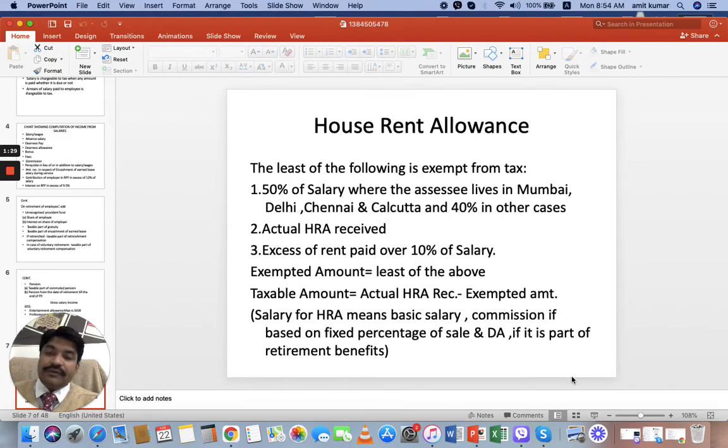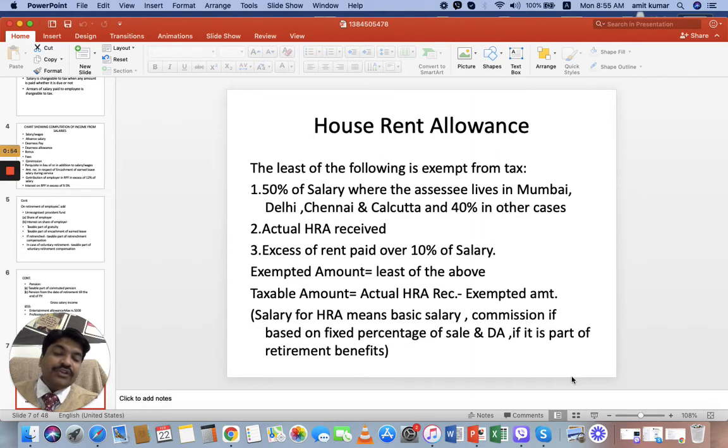HRA, House Rent Allowance. The least of the following is exempted from tax. 50% of the salary where the assessee lives in Mumbai, Delhi, Chennai, Calcutta, and 40% in other cases. Actual HRA received, or actual house rent allowance received. Excess of rent paid over 10% of salary. Exempted amount: the least of the above will be exempted from tax. Taxable amount equals actual HRA received minus exempted amount.